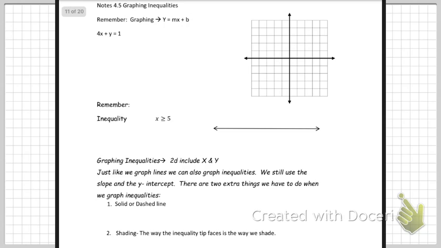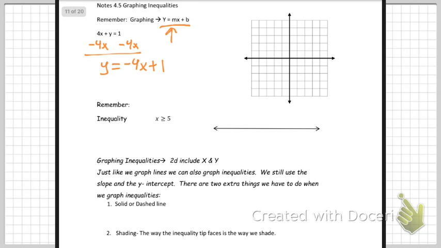Graphing inequalities. First we're going to talk about how to graph a line, because it's going to be very similar, just like graphing y equals mx plus b, slope-intercept form. Here's an example. We have 4x plus y equals 1. We want to solve for y to get this to look like slope-intercept form. So I will subtract 4x on both sides, and I get y equals negative 4x plus 1.